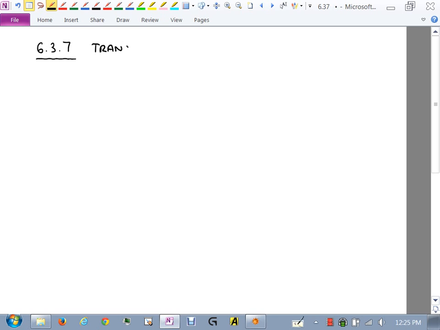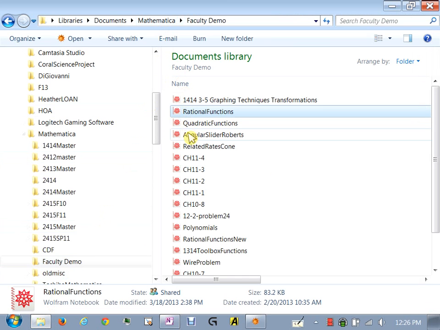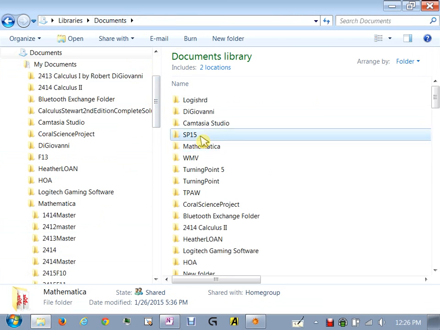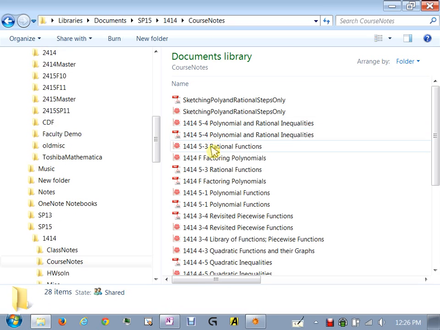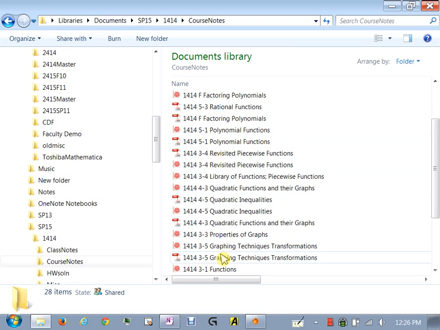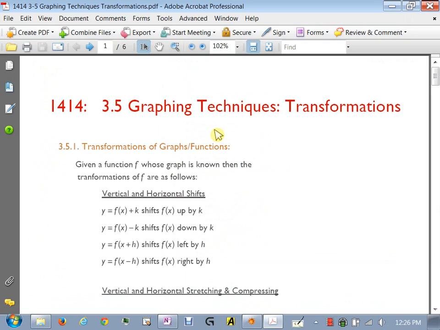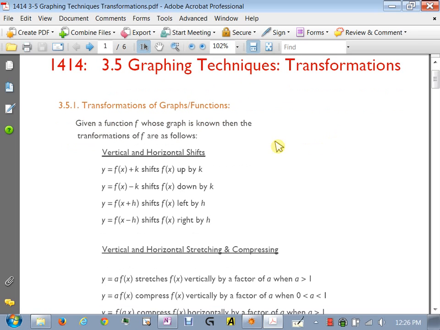Transformations of exponential functions. Let me see if I can find your notes. Where was it? Graphing techniques, transformations. Okay, so in your notes from 3.5, graphing techniques, transformations, we had this stuff.